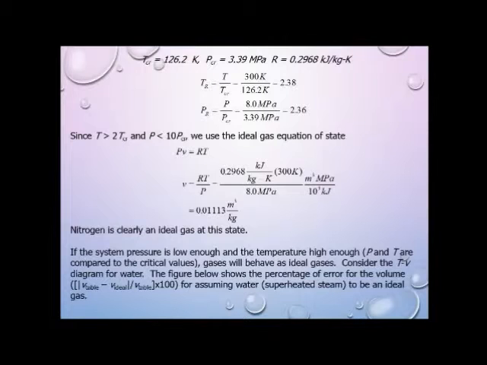If the system pressure is low enough and the temperature is high, that is, P and T are compared to the critical values, gases will behave as ideal gases. Consider the T-v diagram of water; the figure shows the percentage of errors for the volume, and we can find the volume error also.